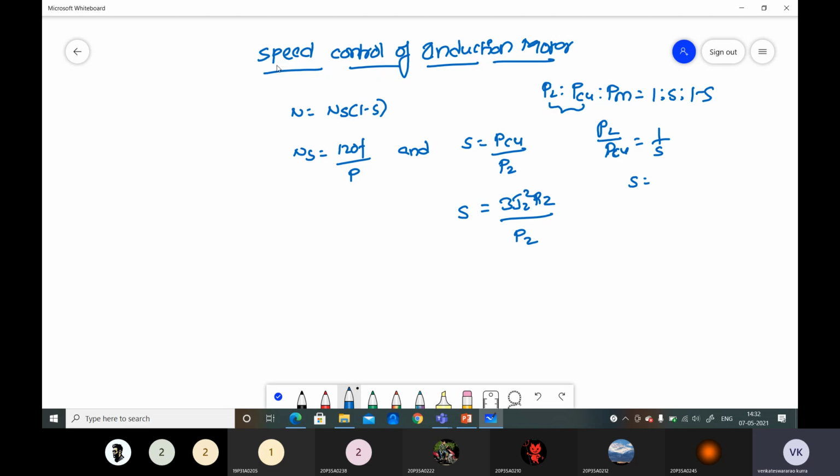So to vary the speed of the induction motor, we can vary either the supply frequency, or the number of poles of the stator, or the rotor resistance. If you change the rotor resistance, we can change the slip s. If you change s, we automatically change the speed of the induction motor. So these are the available methods. Another way of controlling the speed of an induction motor is by changing the input supply voltage.